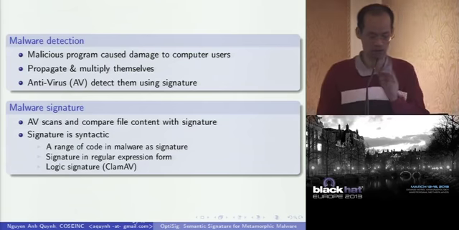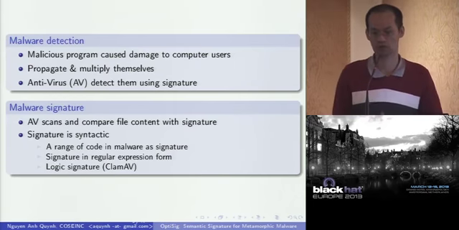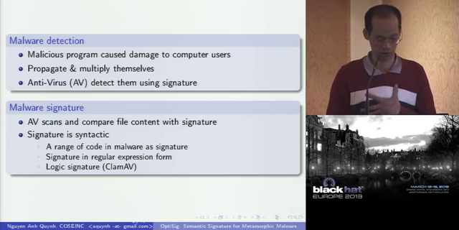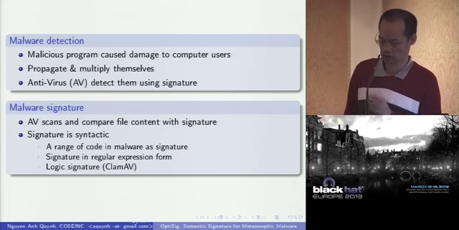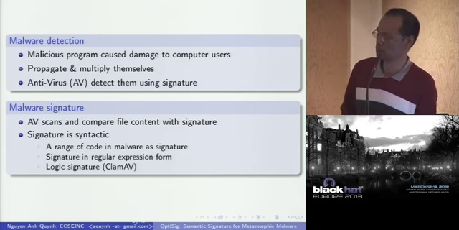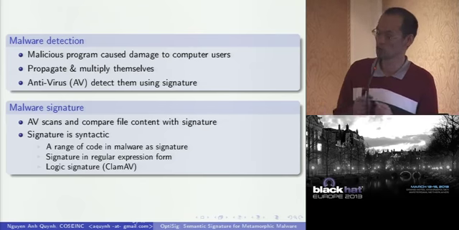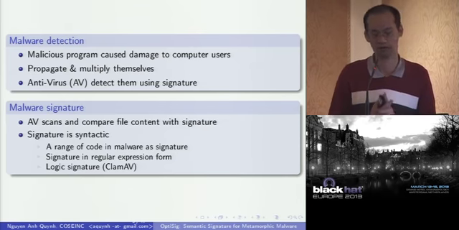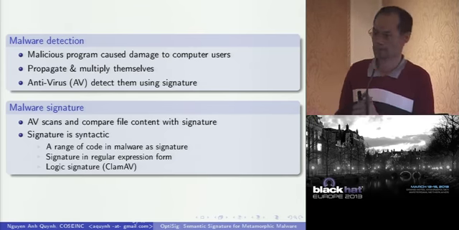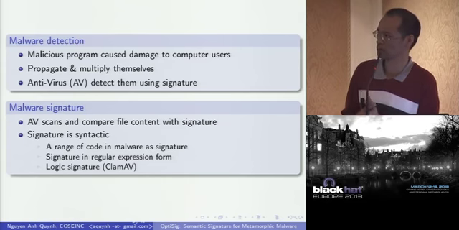Okay, so malware is a program that causes damage to the computer users. And one important thing about the malware is that they propagate and multiply themselves when they infect your machine. And to detect the malware, of course, we use the antivirus or AV. And the main method for the AV to detect the malware is to use a signature.